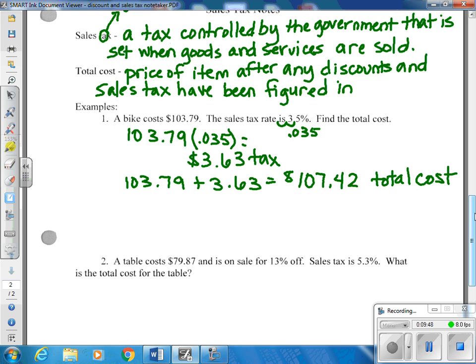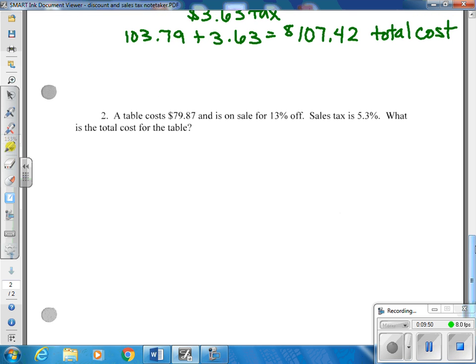All right, so for number 2, if you look at what we've got, we've got everything thrown in one problem together. A table costs $79.87 and is on sale for 13% off. Sales tax is 5.3%. What is the total cost for the table? So something is on sale and you got taxes all at the same time. So we have 4 steps to this problem, and you have to start with the discount first.